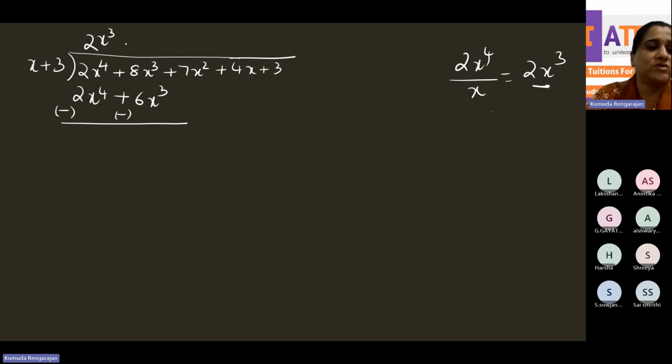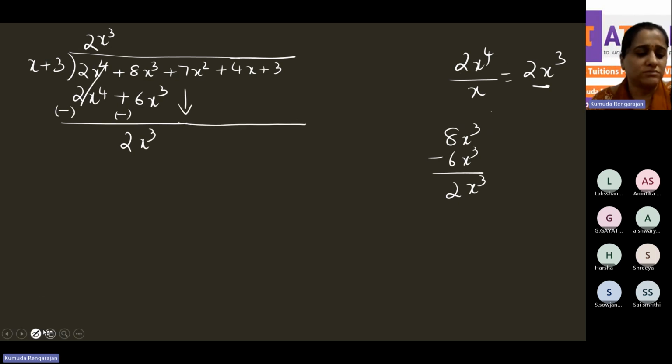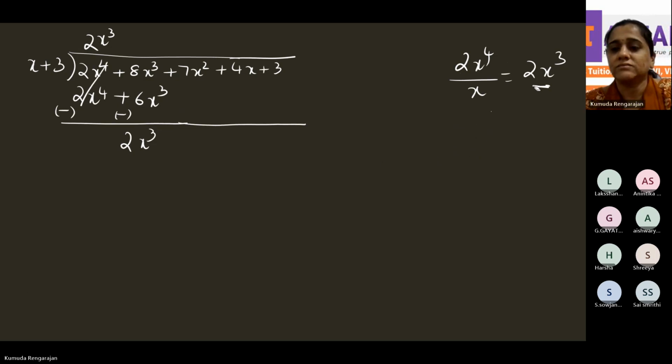Multiply 2x cubed with x and 2x cubed with 3. Change the signs. Plus 2x to the power 4 minus 2x to the power 4 gets cancelled. 8x cubed minus 6x cubed. Take the new sign, forget the old sign. Like terms, so x cubed will come as it is. 8 minus 6, 2. So 2x cubed. Then you can bring all the terms down.